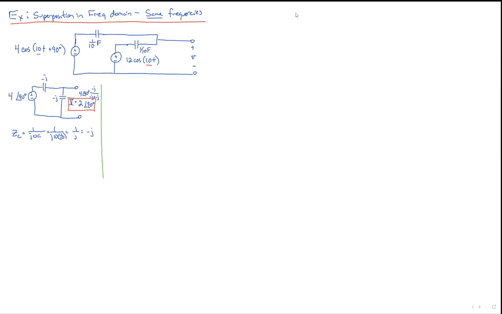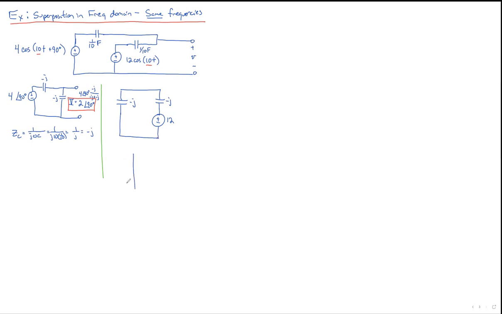Let's do the same thing for our next. Now we've got this thing shorted. I'm just going to move this impedance off to the left, give us a little bit more room. Same impedance here, 1/10 farad, same frequency. So this will still look like a minus J. And now we've got a minus J over here. This is 12 at an angle of 0. 12 at an angle of 0 is just a fancy way of saying 12.